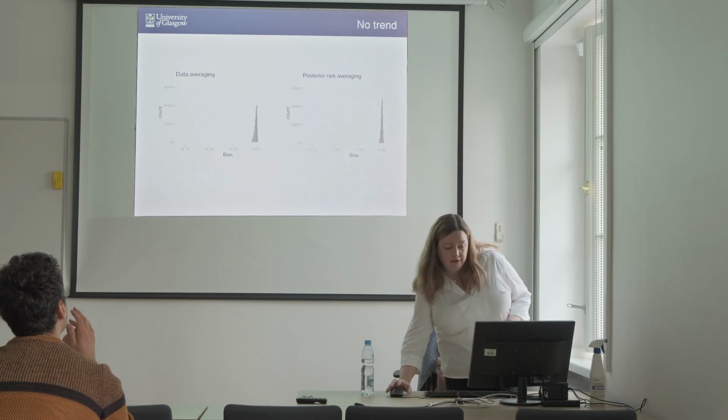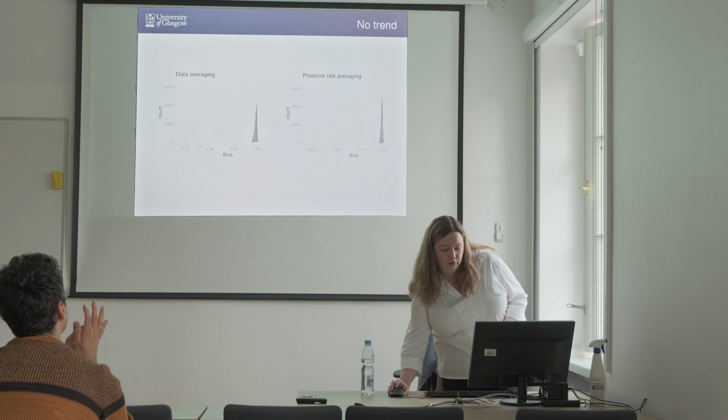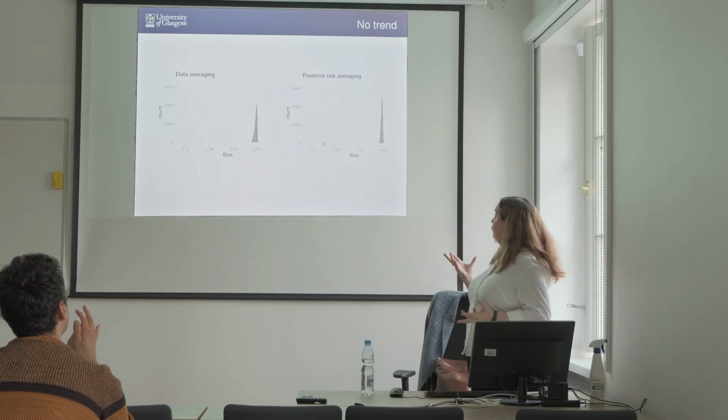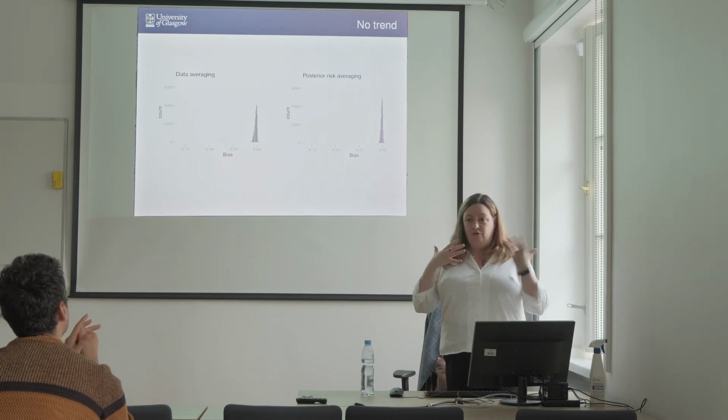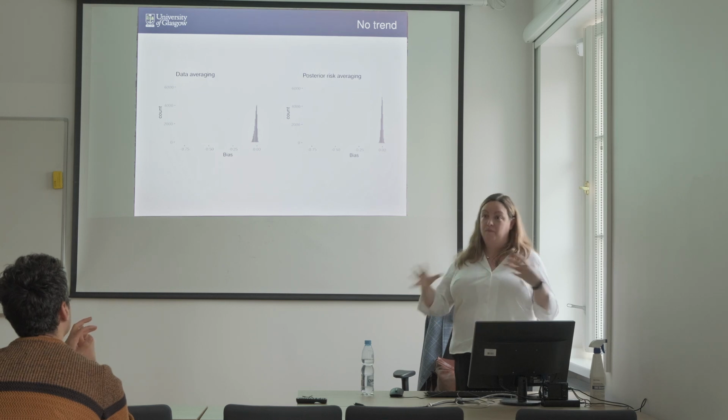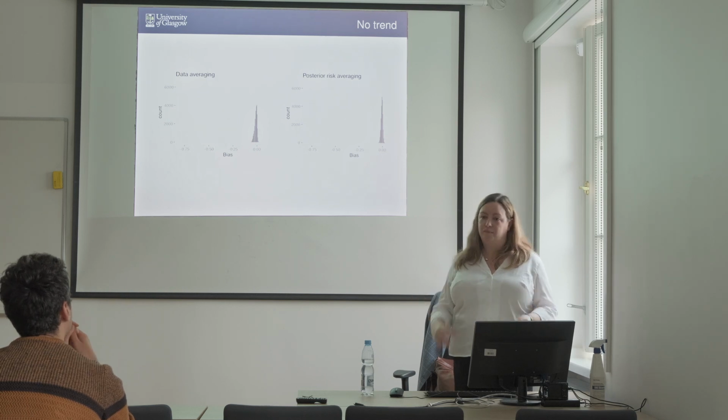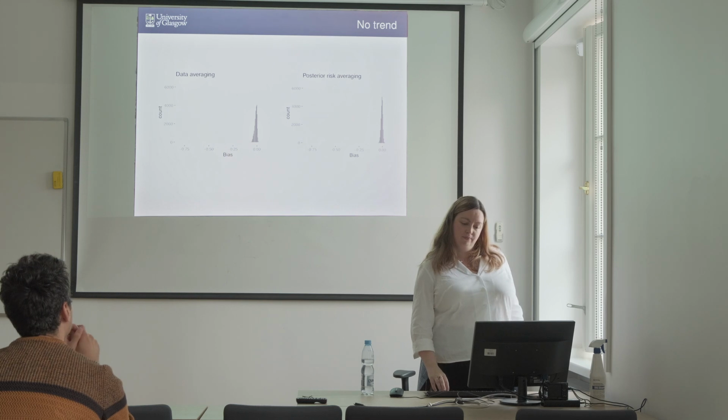No trend, similar idea. So both of them had outliers, but the more extreme outliers were in the posterior risk averaging. So on average, you should be doing posterior risk averaging, but it's a riskier process. You could end up in some of these unfortunate cases.